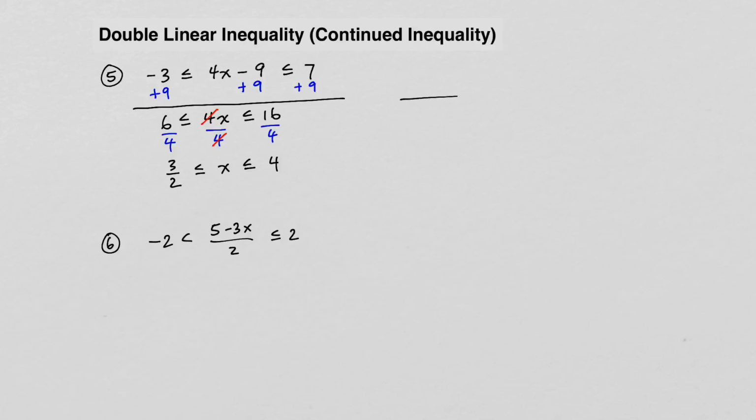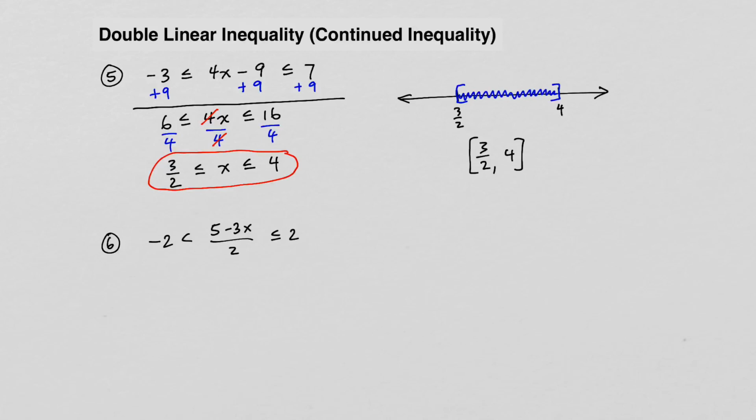Now, how do we write our solution? Well, you can write it as a linear double inequality like this, but you can also put this in interval notation. And so 3 halves is the same as 1.5, so that would be to the left of 4. And we want all the numbers x that are less than or equal to 4, but also greater than or equal to 3 halves. So this perfectly describes all the numbers in between the two, and including both. And so in interval notation, it is this set of numbers.